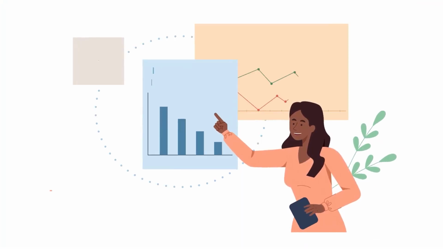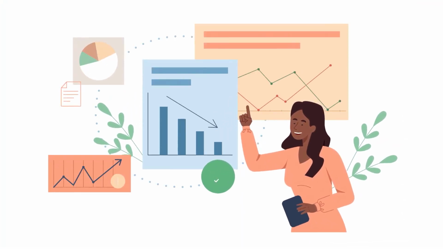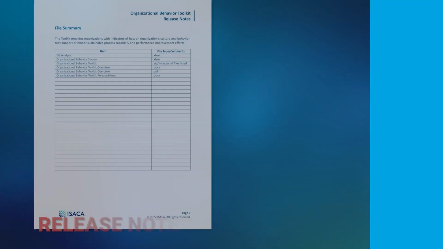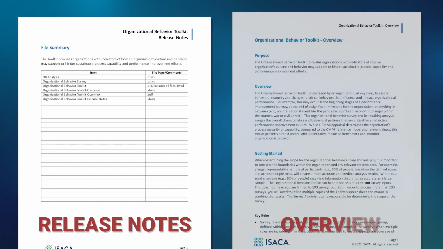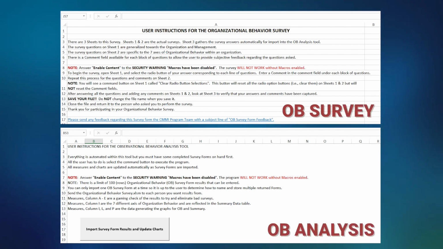This relates to how likely an organization can adapt to change and how likely it is that the organization will consistently use its processes. This toolkit consists of 4 files: release notes, overview, and 2 Excel macro-enabled spreadsheets, the Organizational Behavior Survey and the OB Analysis.